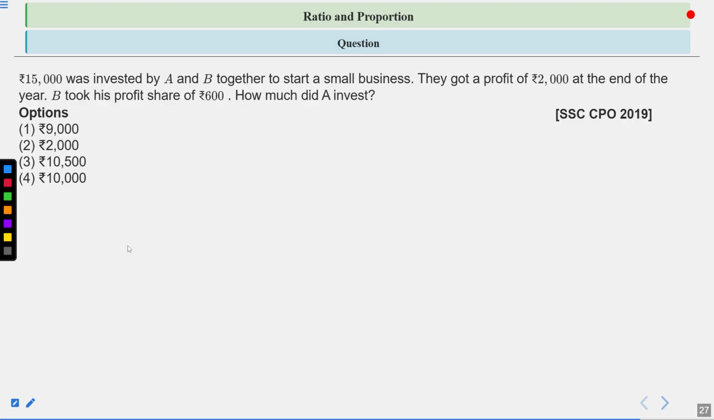Next question is: 15,000 rupees was invested by A and B together to start a small business. They got a profit of 2,000 rupees at the end of the year. B took his profit share of 600 rupees. How much did A invest? And this question was asked in the SSC CPO exam in 2019. So there are 4 options. First one is 9,000 rupees. Second is 2,000 rupees. Third one is 10,500 rupees. Fourth one is 10,000 rupees. Now you have 10 seconds to analyze the question. Your time starts now.